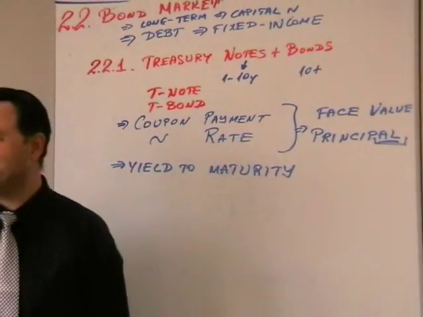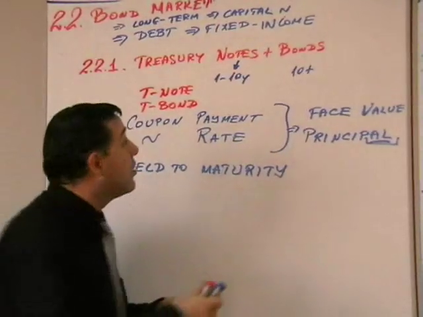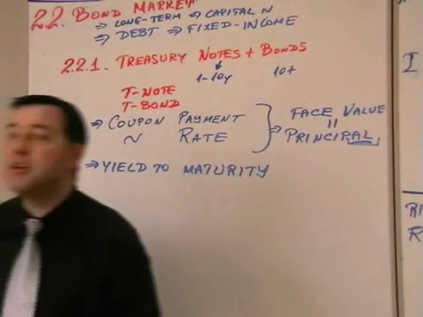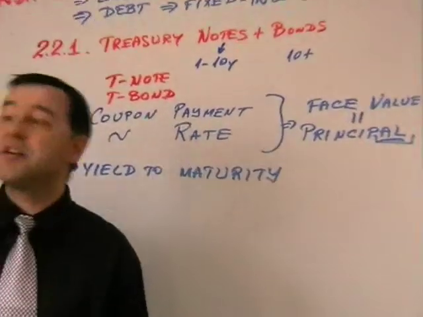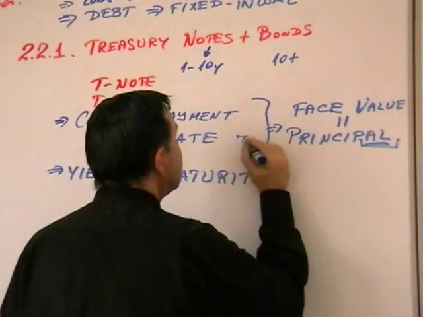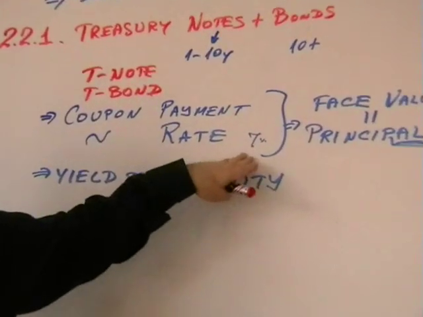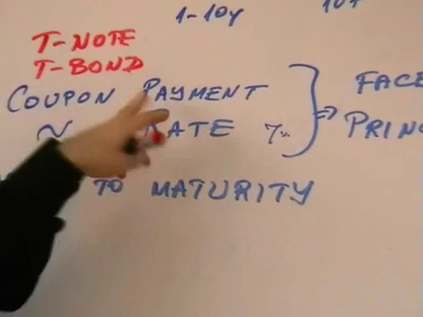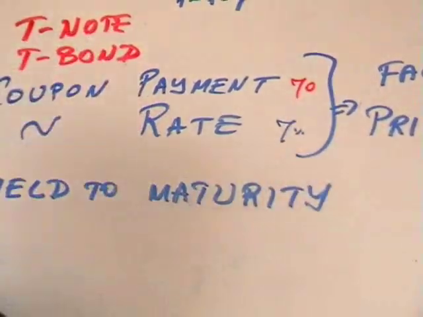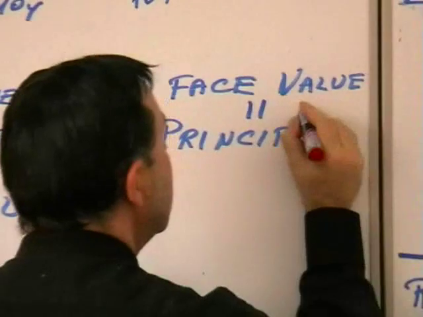Confused what? The maturity is the coupon. No. Face value is the amount payable on maturity. $1,000. That's it. The coupon rate is 7%. This is kind of like the rate of return, but not necessarily. Alright? And the coupon payment will be $70, which is 7% of 1,000.